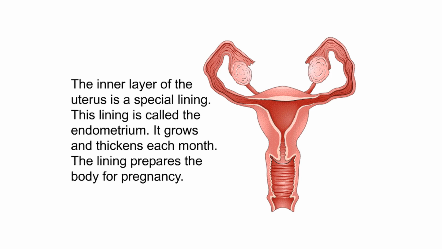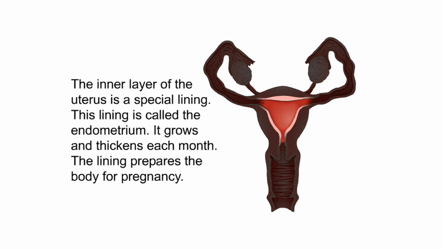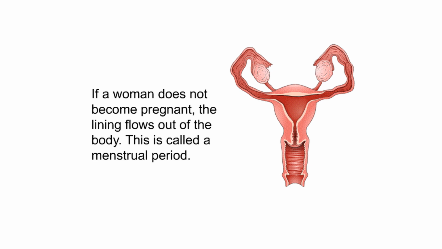The inner layer of the uterus is a special lining. This lining is called the endometrium. It grows and thickens each month. The lining prepares the body for pregnancy. If a woman does not become pregnant, the lining flows out of the body. This is called a menstrual period.